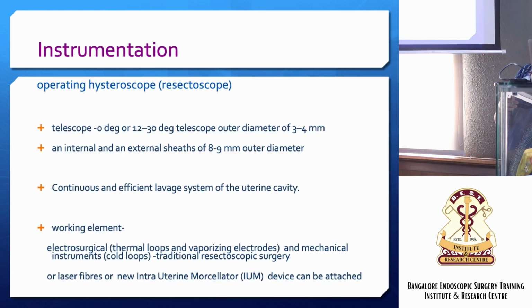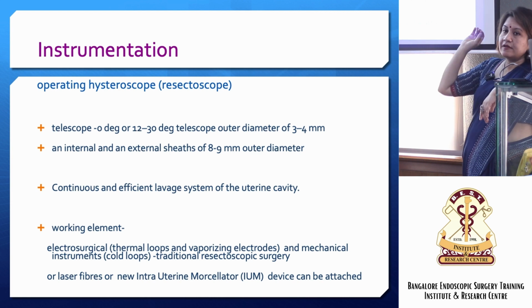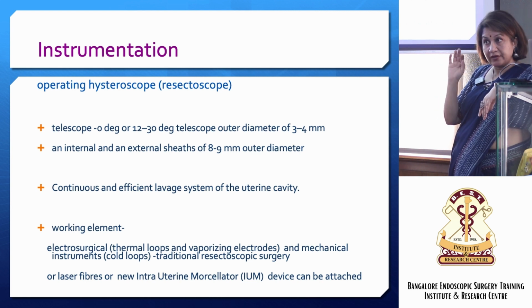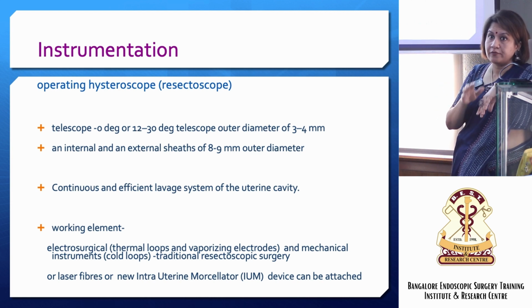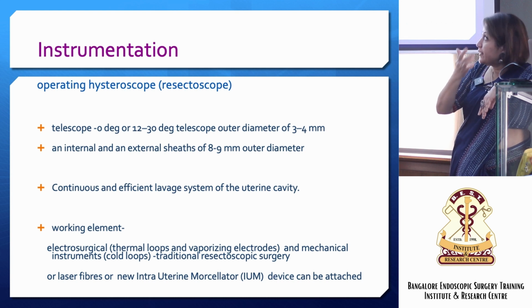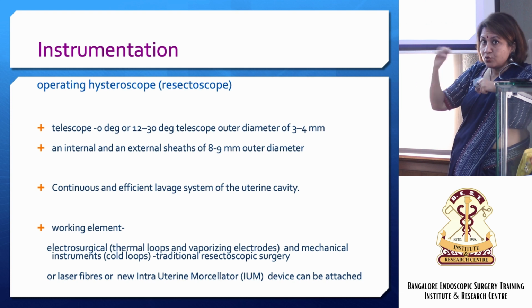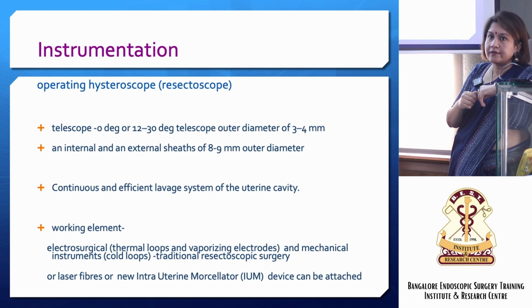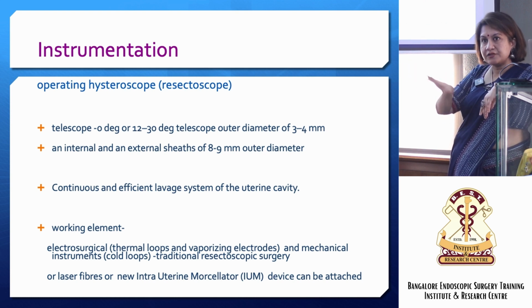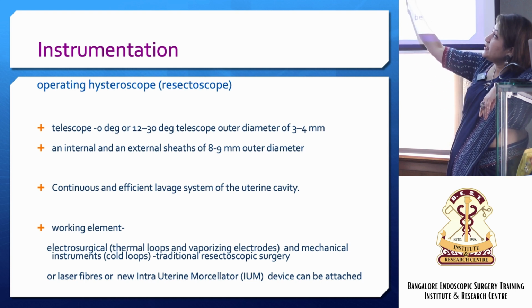in operative hysteroscopy. Other than the telescope, as I mentioned, given a choice, you should have a 12-degree telescope in operative hysteroscopy. But what is important is the outer sheaths. There are two outer sheaths, one fixed into the other, because one is for irrigation, one is for lavage, and one is for the instrument to go. You need to be familiar with the sheaths.